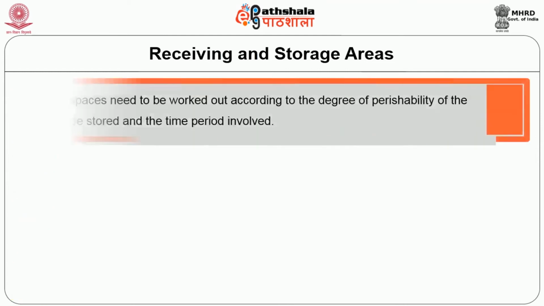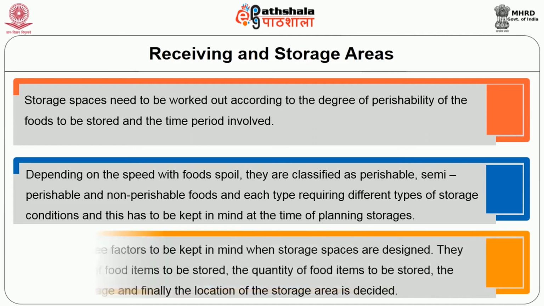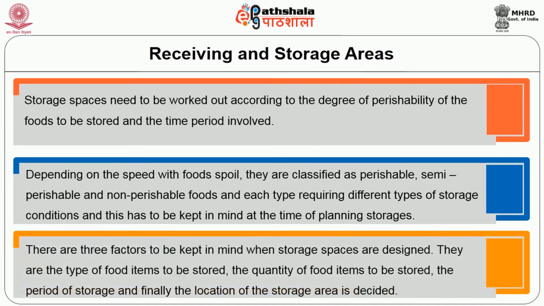Storage spaces need to be worked out according to the degree of perishability of the foods to be stored and the time period involved. Depending on the speed with which food spoils, they are classified as perishable, semi-perishable and non-perishable foods, and each type requires different types of storage conditions, and this has to be kept in mind at the time of planning storage areas. There are three important factors to be kept in mind when storage spaces are designed.